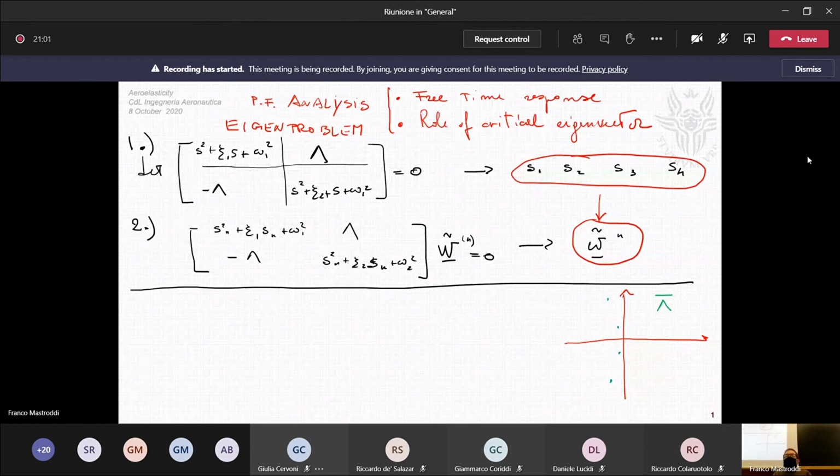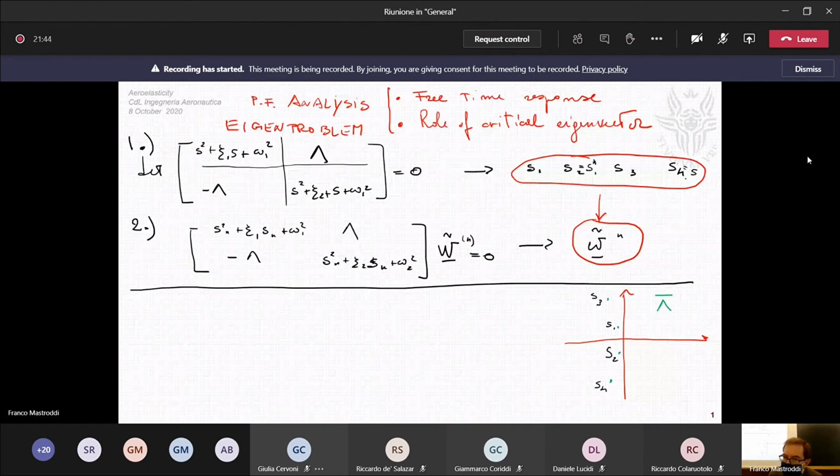The system is stable. I know very well that if I increase lambda with an eigenvalue, probably the system will become unstable, but I don't care. Now we are in a stable condition. So we have evaluated this quantity here as S1, and this other S2 here, and this S2 is equal to S1 complex conjugated, and this is S3, and this is S4, and also S4 is complex conjugated.